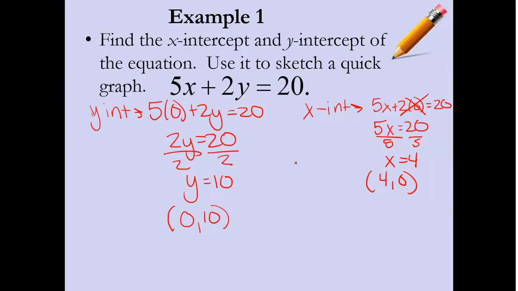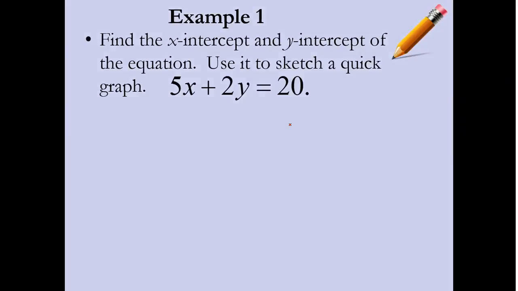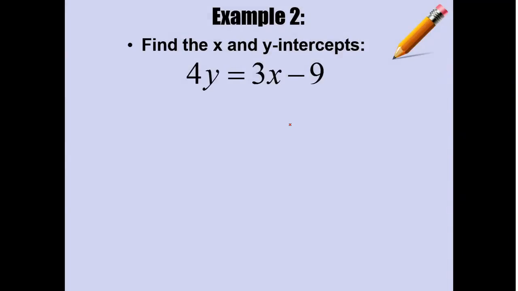Let's try graphing this. So I'm going to draw myself a little coordinate plane. 4, 0: 1, 2, 3, 4. That's about right there. 0, 10: 1, 2, 3, 4, 5, 6, 7, 8, 9, 10. Drop my line in right there. Let's connect those dots. Quick graph right there. Notice how this is a lot easier than solving for y. It's actually very quick. So let's try this one.